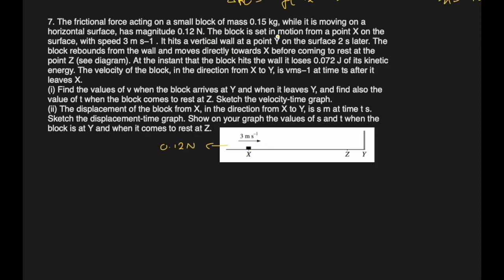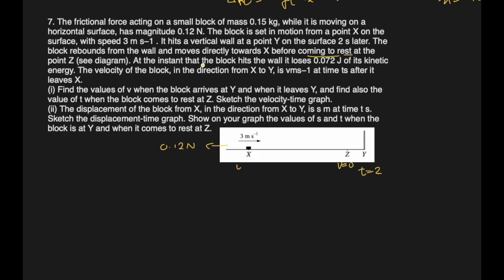The block is set in motion from point X on surface, 3 meters per second is the velocity here. They've written here, it hits a vertical wall Y on surface 2 seconds later. So time is 2 seconds till it reaches Y from X. The block rebounds from the wall. It goes there and rebounds, and at point Z stops here. So V equal to 0 here. Comes to rest at Z.